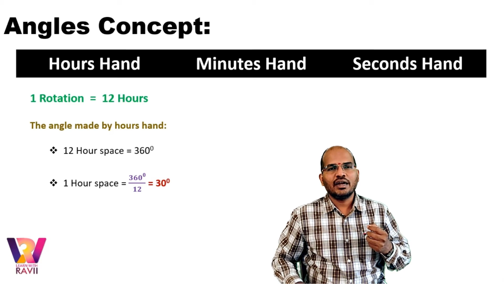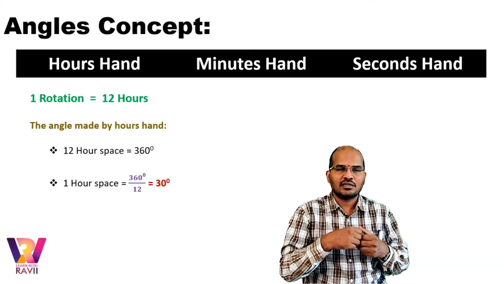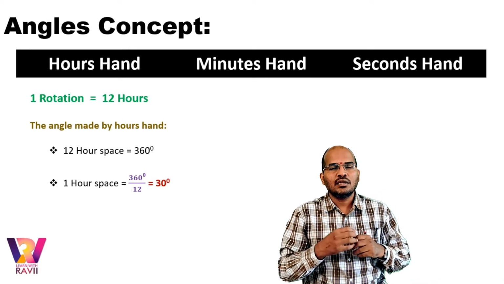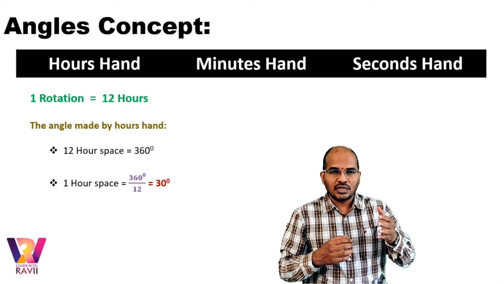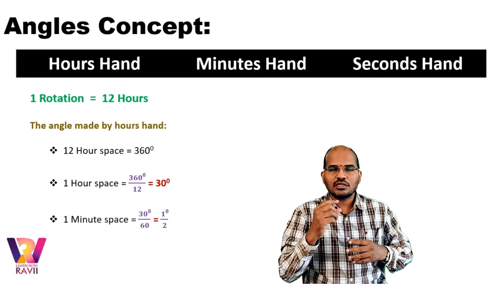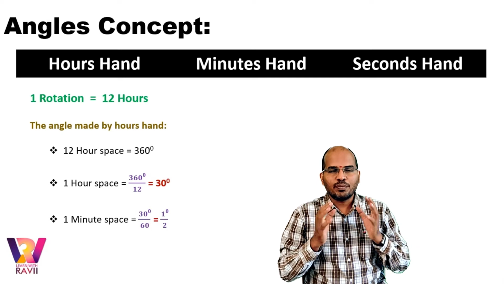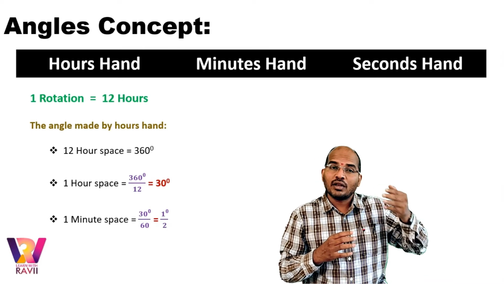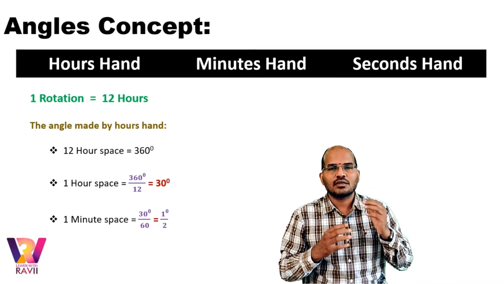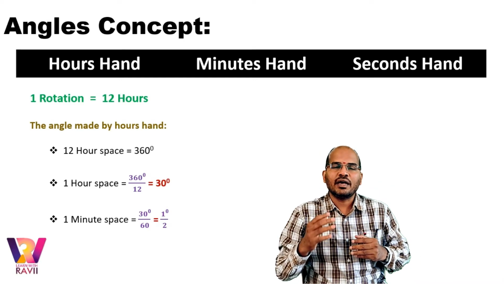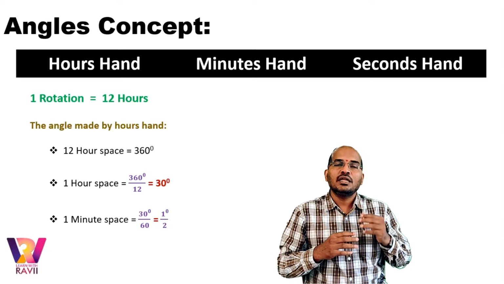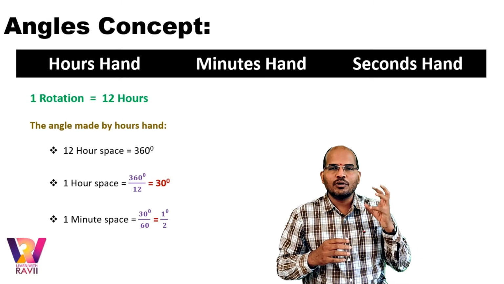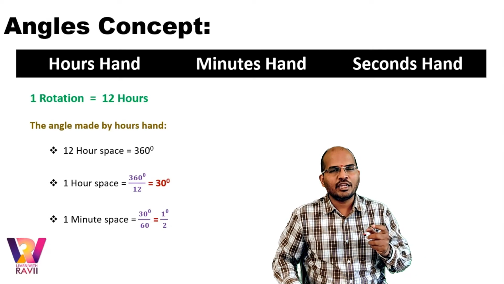And moving ahead, as 1 hour is 60 minutes, the angle made by the hour hand in 1 minute space is 30 degrees upon 60, that is half a degree. So we use this in our problem solving techniques. Please keep in mind, the angle made by the hour hand in 1 hour space is 30 degrees, whereas the angle made by the hour hand in 1 minute space is half a degree. Please keep these 2 points in your brain because we will be using them in plenty in solving.